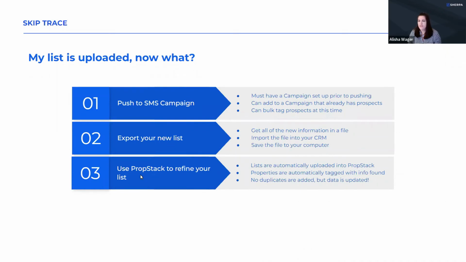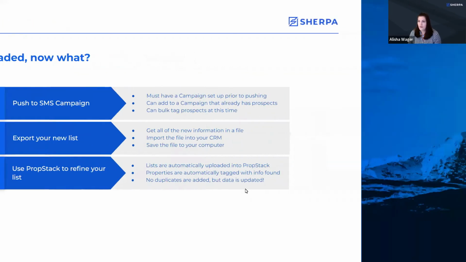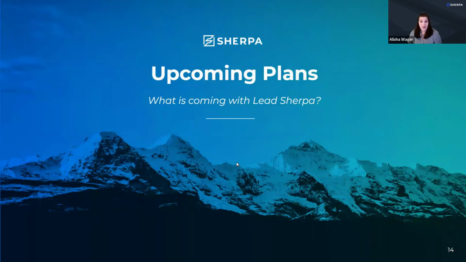The last thing you could do is probably my favorite. You can use PropStack to refine your list. You can actually upload that list directly into PropStack, and then sort by different criteria. So if your list was not just vacancies, if it had pre-foreclosures, bankruptcies, vacancy, all sorts of things, you can load it into PropStack and then filter as such and then push to a campaign in that way as well. That's all that I really have for skip tracing.